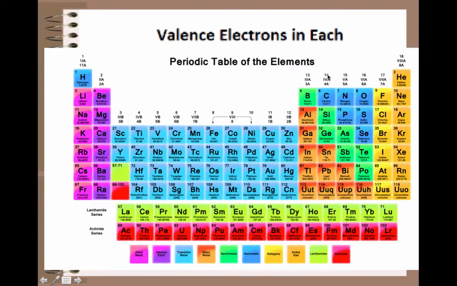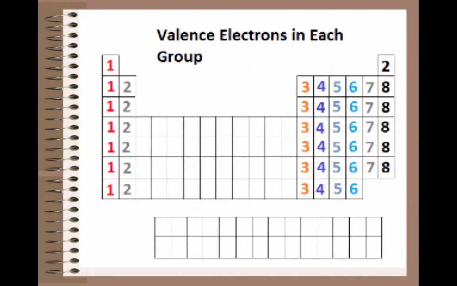The carbon family will have 4 valence electrons. Nitrogen family will have 5 valence electrons, and the oxygen family will have 6. Halogens will have 7, and the noble gases will have 8, and will have a complete outer shell. Here's a way for you to memorize it very easily.